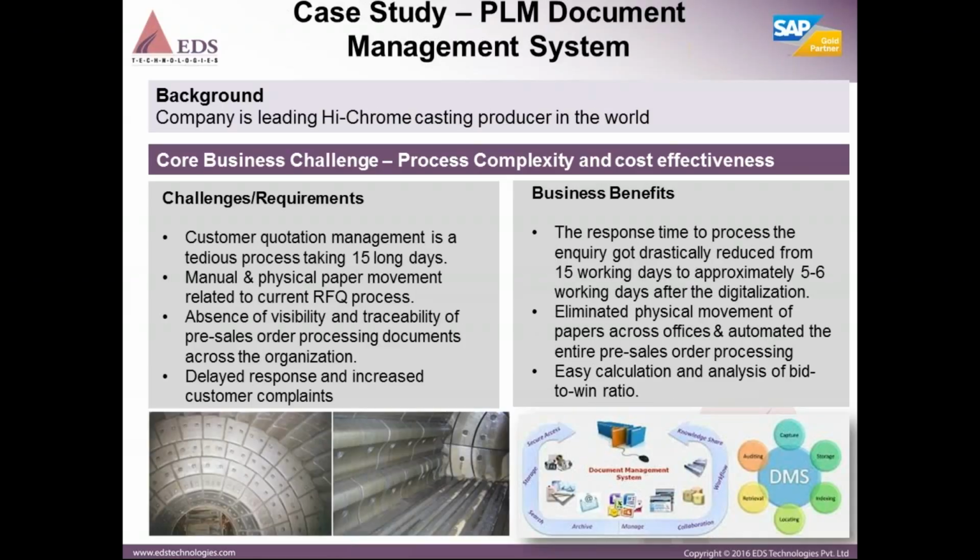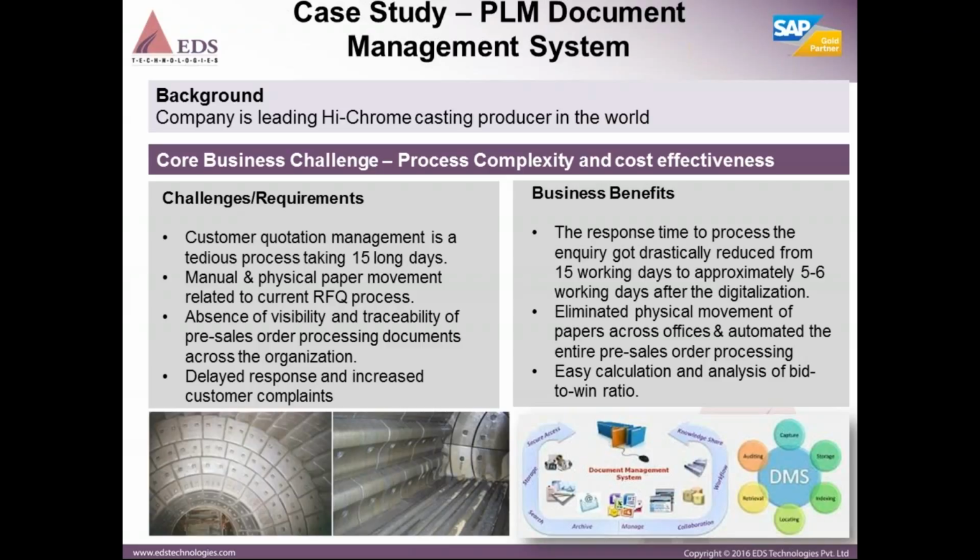Then we have also done the PLM document management system for AIA Engineering in Gujarat, to manage all their sales order pre-processing and RFQ management, which was all physical in nature and used to take roughly about 15 long days, because the RFQ process within the organization takes about 15 days to go from one department to another, as the manufacturing plants were spread across. There were 4 manufacturing plants in different locations.